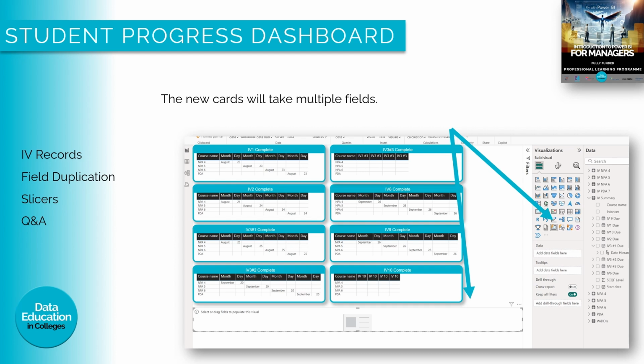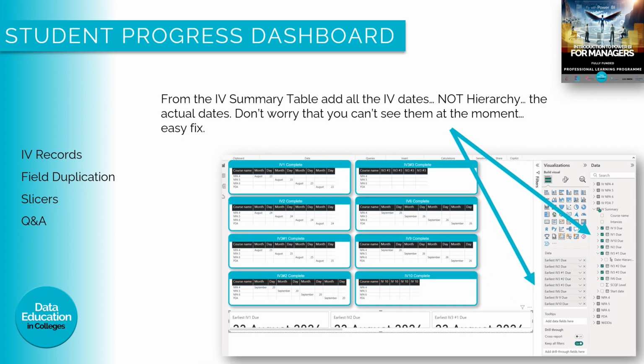From the IV summary table, add all the IV dates. Not the hierarchy, just the main dates, because we can use that. And don't worry at the moment, we can't see them. We're going to go in and fix that in a minute.